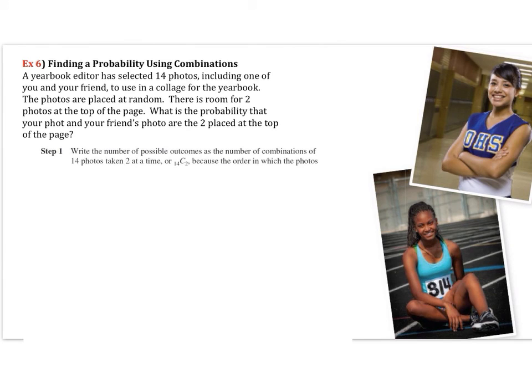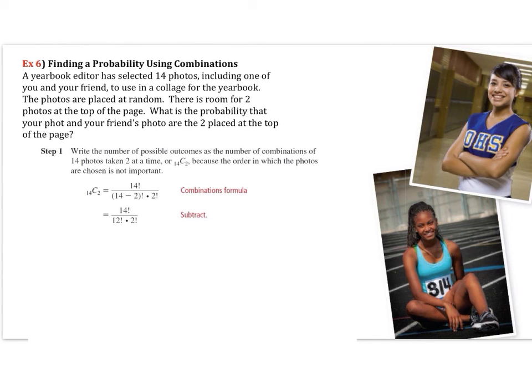So step 1, write the number of possible outcomes as the number of combinations of 14 photos taken 2 at a time. So that would be 14 combinations taking 2. Because the order in which the photos are chosen is not important, we will be using combination. So set up your formula for combinations. So 14 choose 2. So that's going to equal 14 factorial divided by 14 minus 2 factorial times 2 factorial.